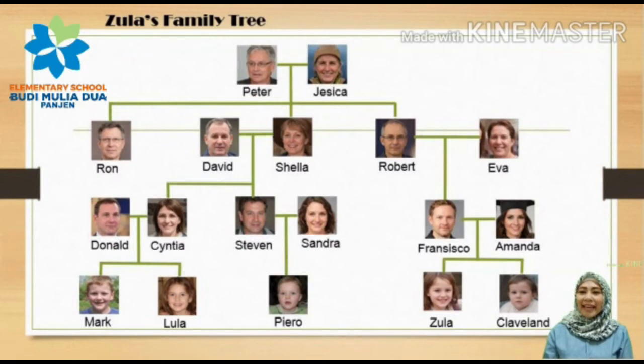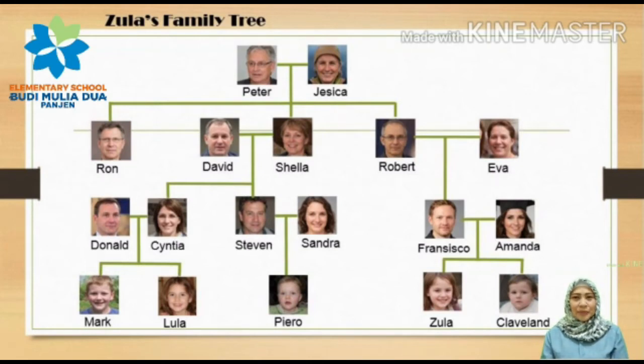David and Shella have 2 children, Steven and Cynthia. And then Cynthia married with Donald, and they have 2 children, Mark and Lula. Steven married with Sandra. They also have 1 child, Piero. Robert married with Eva, and they have 1 child, Francisco. Francisco married with Amanda, and they have 2 children, Zula and Cleveland.